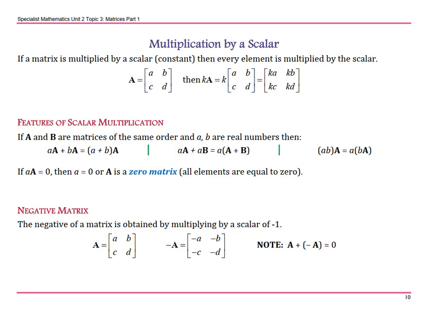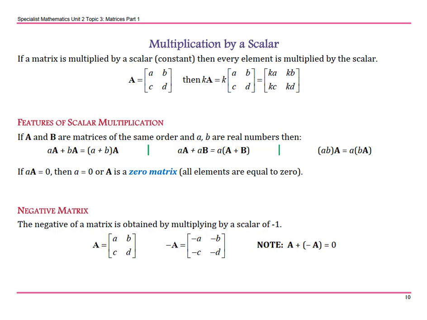This video looks at multiplying a matrix by a scalar. Now, if a matrix is multiplied by a scalar, meaning a constant, then every element is multiplied by the scalar. So you can see the example here. If matrix A is a, b, c, d, then kA, so multiplying matrix A by the scalar k, means it's ka, kb, kc, kd. So you're just multiplying every element of the matrix by that scalar.